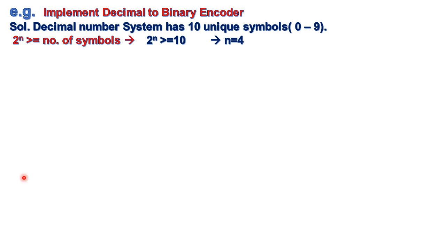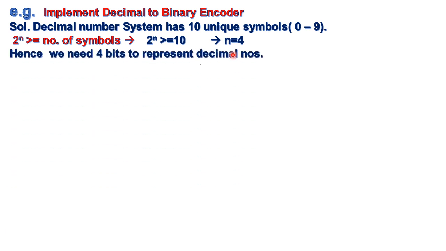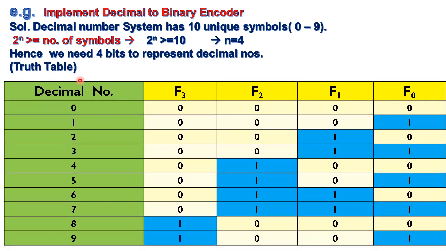As per the condition of encoder, 2 raised to the power n should be greater than or equal to the number of symbols, which implies 2 raised to the power n greater than or equal to 10 according to this example, which implies that n equals 4. Hence we need 4 bits to represent decimal numbers. Now we observe the truth table.